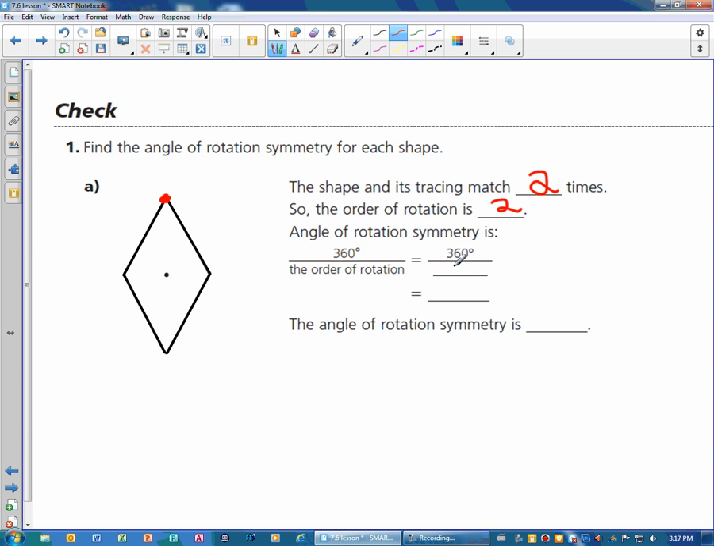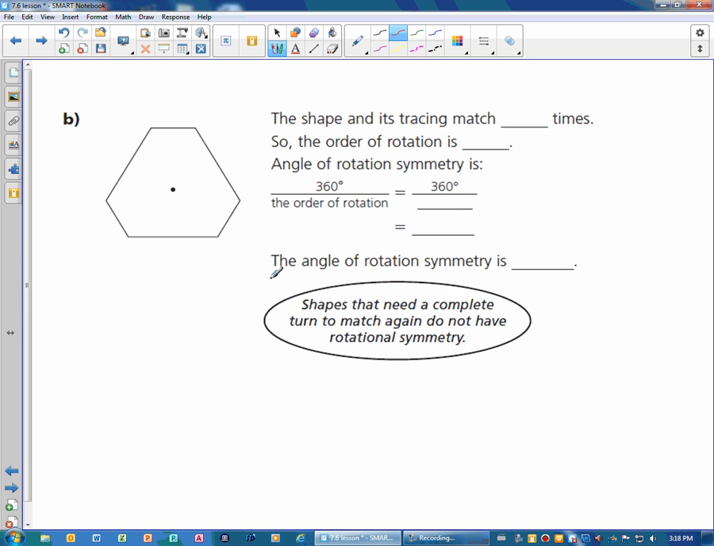So I'm going to take that 360 and I'm going to divide by 2 to get 180 degrees. The angle of rotation is 180. I had to go all the way halfway around the circle to get it to match, and then one more time to get it back to the top. So careful about those. Okay, and did you see how tracing worked? It helped out a lot.